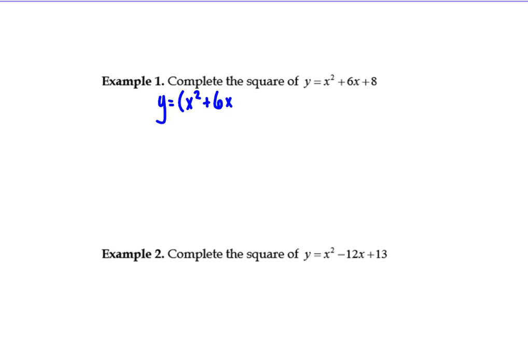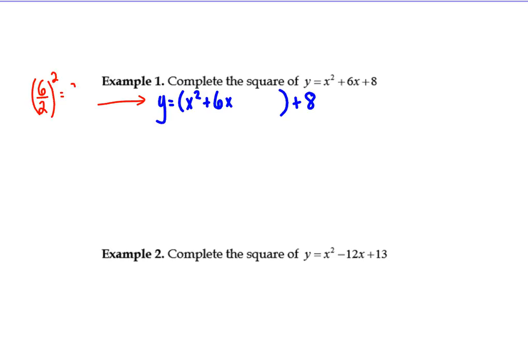Okay, we're going to separate those. And I'm going to put some space here, because we want to create a perfect square. So how do we figure out that middle term to make it a perfect square? We take our b value and do what? Divide by 2 and square it. So to figure out that, 6 divided by 2 squared, what does that equal?